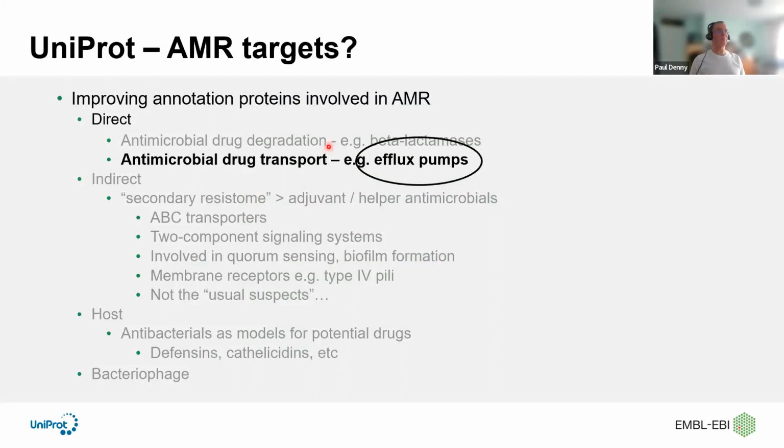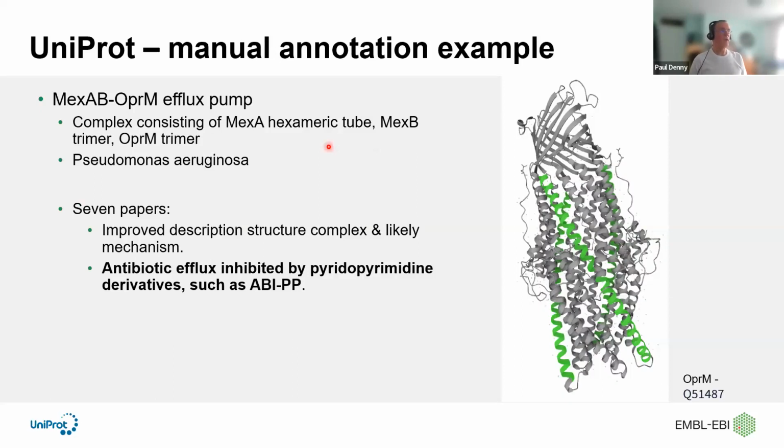Moving on to another example of a protein that's involved in drug transport. This is an efflux pump. It's a complex. It consists of 3 proteins in various stoichiometries. It was originally identified in Pseudomonas. In fact, it was the first multi-drug efflux pump identified in Pseudomonas aeruginosa.